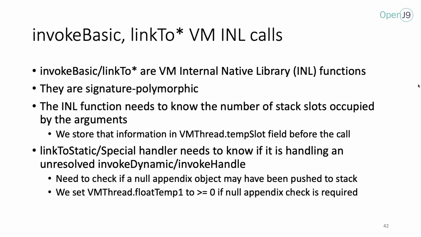And then the other issue that we spoke about regarding unresolved invokedynamic or invokehandle is that we may have pushed an appendix object that may not be needed in the actual target method. And we need to communicate that this is a fake resolved method, and possibly something that needs checking whether there's a null appendix object or not. So we set VMThread.floatTemp1 to a non-negative value to indicate that there may be a null appendix in there. Otherwise, the default value is -1.